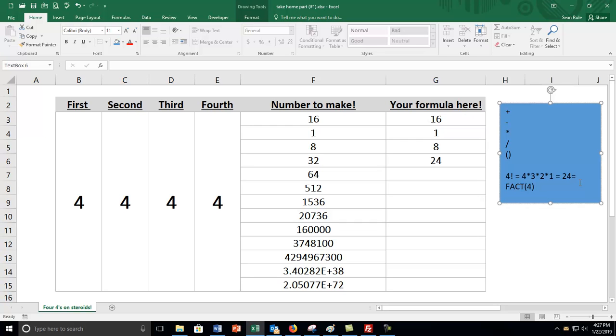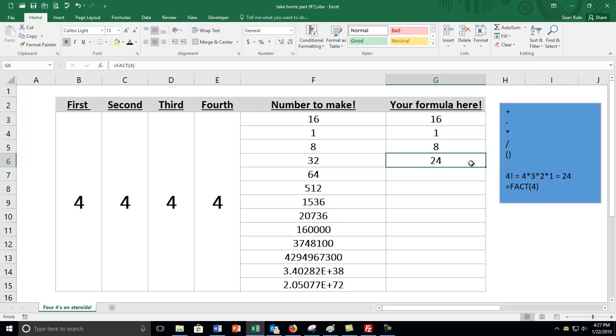Equal sign fact 4. Where'd my equal sign go? Oh, it's up there. Let's put it down here. There. So equal sign fact 4. So that's a way to get a factorial. Now, when looking at that, you're looking at the factorial of 4. Notice it gets you to 24. That doesn't get you to 32, nor does it get you to 64. However, that's a good start for at least one of these.